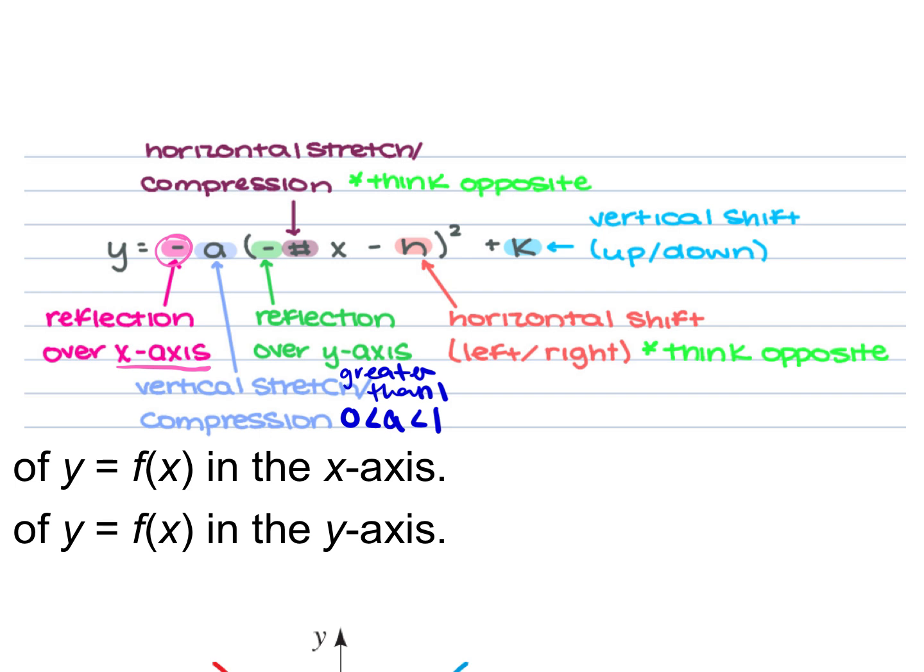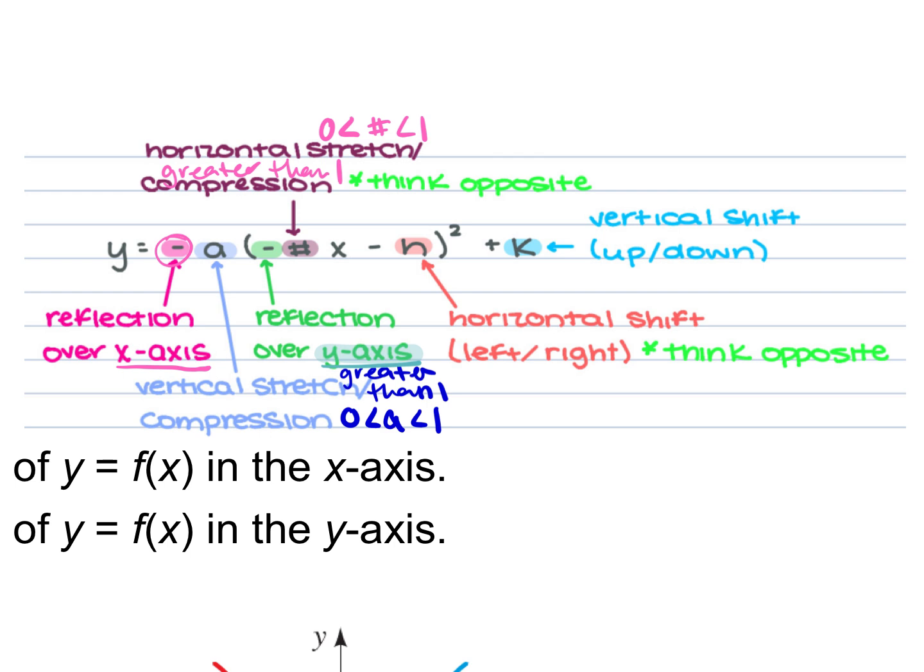function is, if you multiply by a negative on the inside, it's a reflection on the y-axis. And then a number on the inside is actually the opposite of what it is on the outside. So it's a horizontal stretch if it's in between 0 and 1. And then it's a horizontal compression if it's greater than 1. So inside, think opposite.